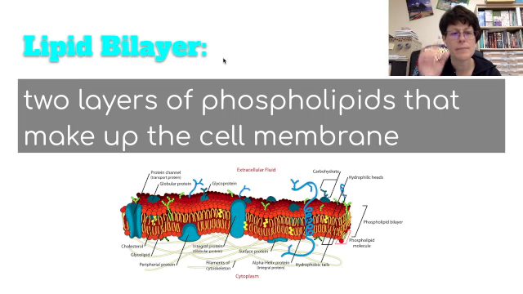The cell membrane is made up of what is called the lipid bilayer. This is two layers of phospholipids that make up the cell membrane. And we talked about this when we talked about phospholipids. So here is the phospholipid bilayer. You see here the circular end is the hydrophilic heads, labeled here. The hydrophobic tails are in the middle. So the hydrophilic heads are towards the watery environments, the extracellular fluid, and the cytoplasm, which is inside of the cell.